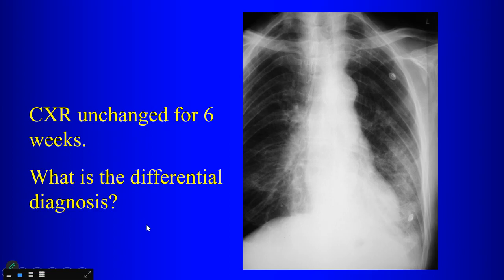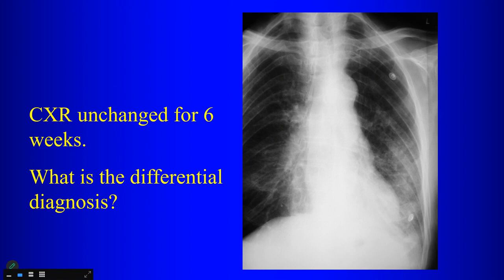So here we have a chest radiograph that is unchanged for 6 weeks. What is the finding on the chest radiograph? Consolidation is the number one. Yeah, so we have consolidation in the left lower lobe. So I told you that it's unchanged for 6 weeks. What is your differential for chronic consolidation in the lung? What could that be?